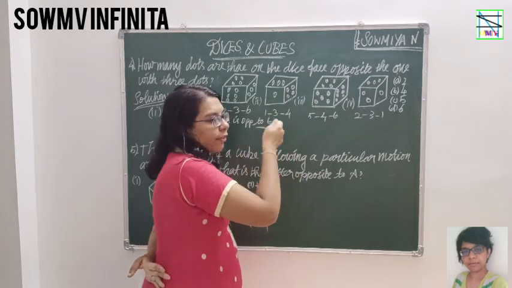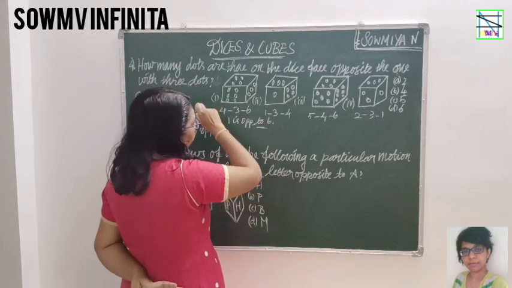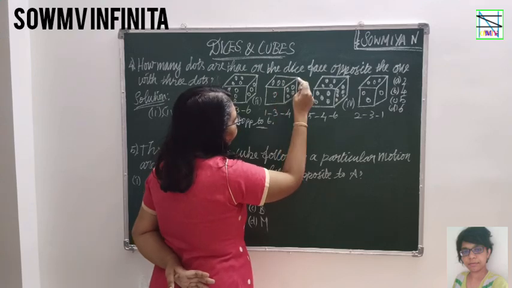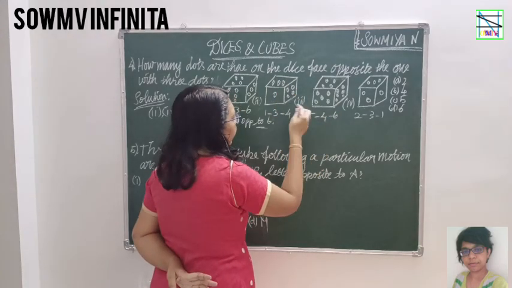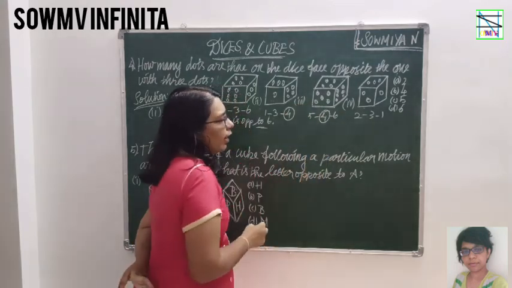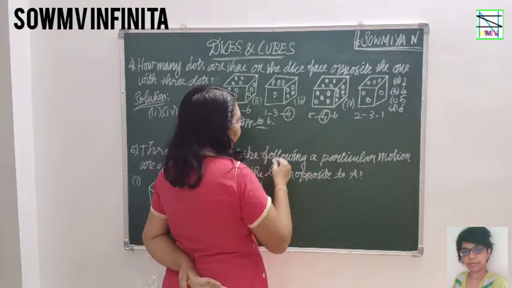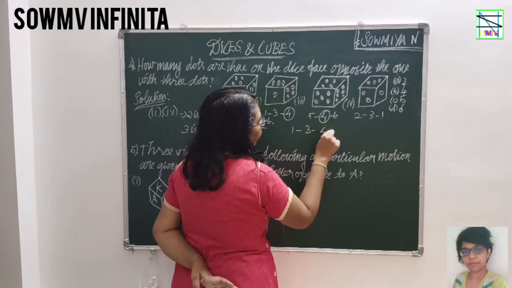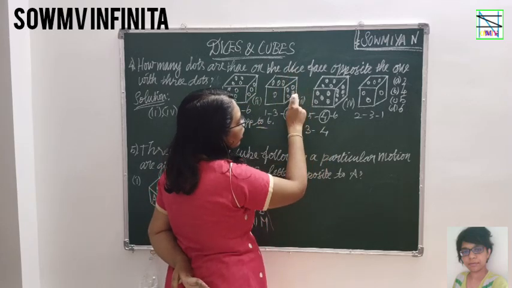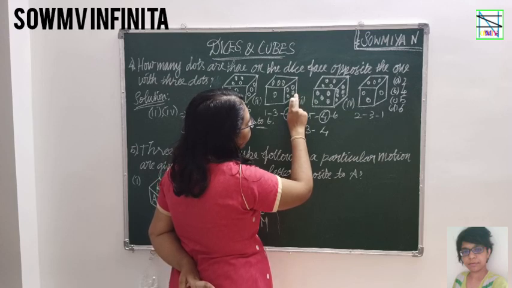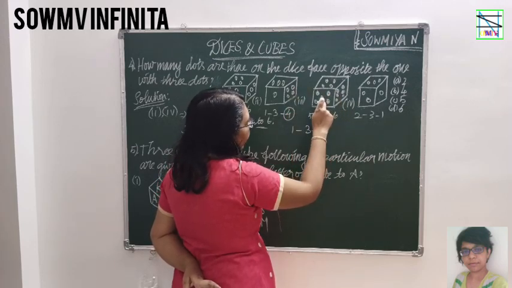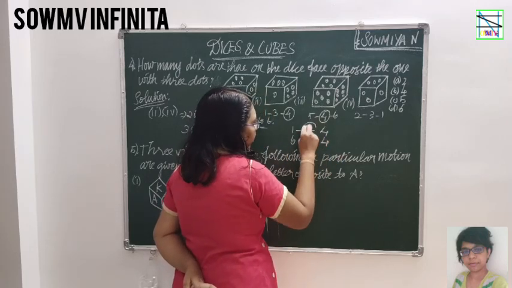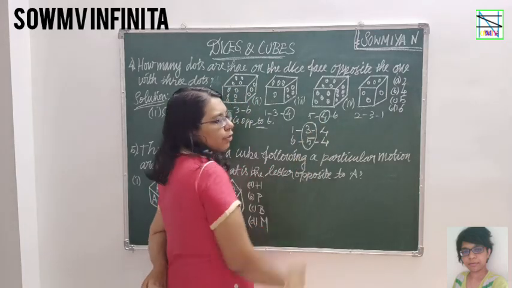We first go for the first and second dice because it has 3. This one has 1, 3, 4. Here 5, 4, 6. 4 is arranged in a clockwise or anti-clockwise direction. That means 1, 3, 4, then 6, 5, 4. So 3 is opposite to 5.